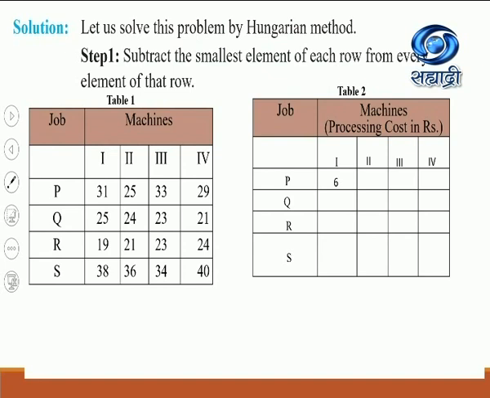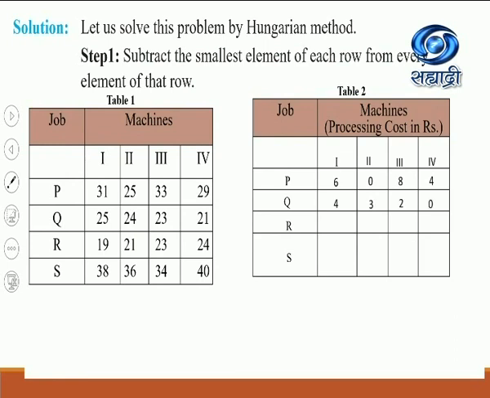Okay, so now look at the first row. The smallest element I can see is 25. Subtract 25 from each and every element. So 31 minus 25 is 6. 25 minus 25 is 0. 33 minus 25 is 8. And 29 minus 25 is 4. Similarly, in the next row, we can see that the smallest element is 21. So subtract it. We get 4, 3, 2 and 0.